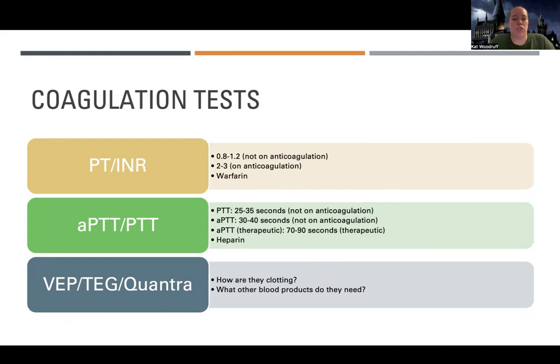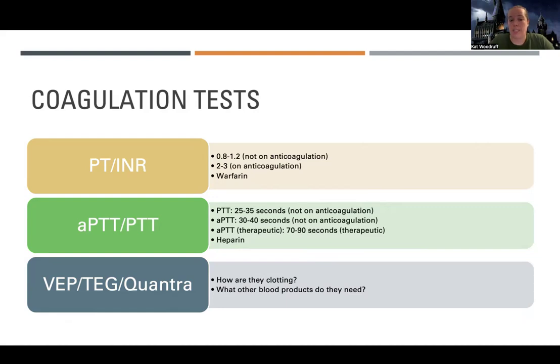So this is kind of some general numbers that you might see. The main one, again, we look at this usually when they're on an anticoagulation. And when I say PTT, APTT, this is when they're on a heparin drip. The subcutaneous, the stuff that we put into the tummy, the prophylaxis, we do not need to check PTTs for that because we're not trying to get therapeutic for that.